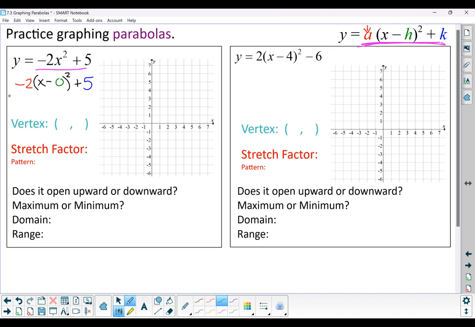We definitely have the -2 in front of it that's multiplying it, but this whole part of it right here can just be written as an x squared. We don't need the -0. We don't need the parentheses. So because it's so much different looking than the parent function or the general function, sometimes people have a hard time identifying the vertex. But our vertex is at 0, 5 right here.